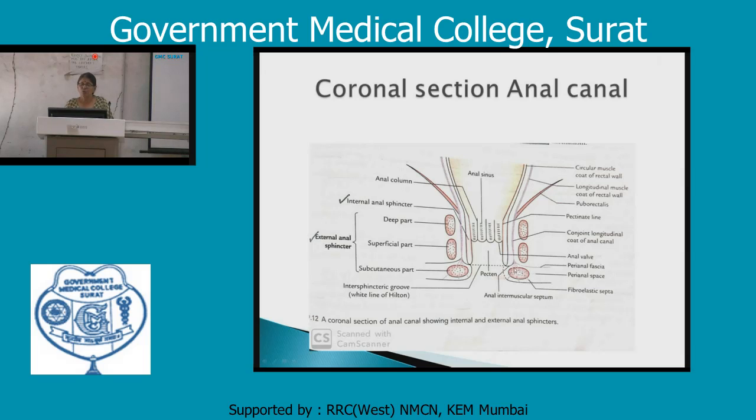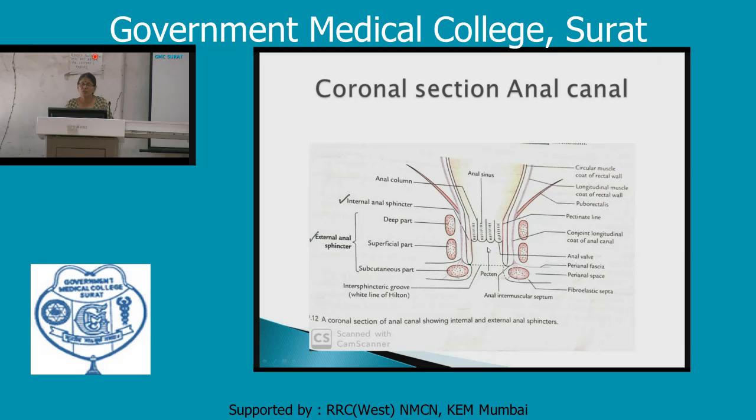And this external anal sphincter surrounds the whole of the anal canal: deep part, superficial part, and subcutaneous part. This is a striated muscle, voluntary, supplied by inferior rectal nerves and perineal branch of fourth sacral nerve. So it is voluntary, somatic innervation is there. This is by the autonomic nerves. Here the supply is by the autonomic nerve.